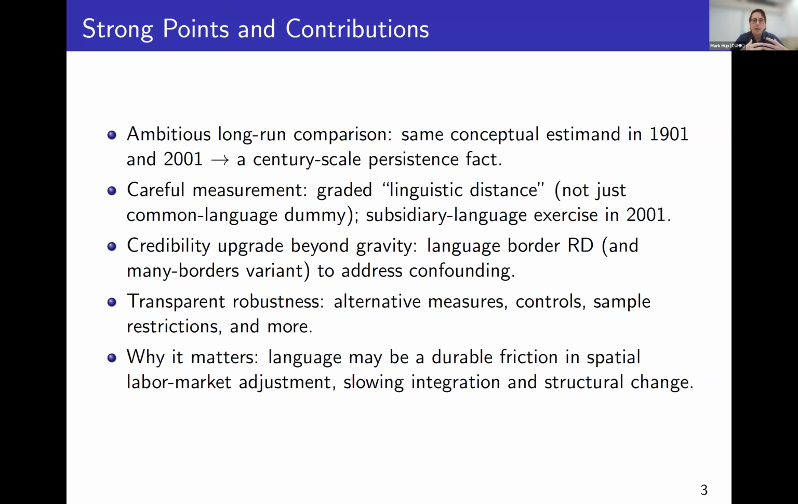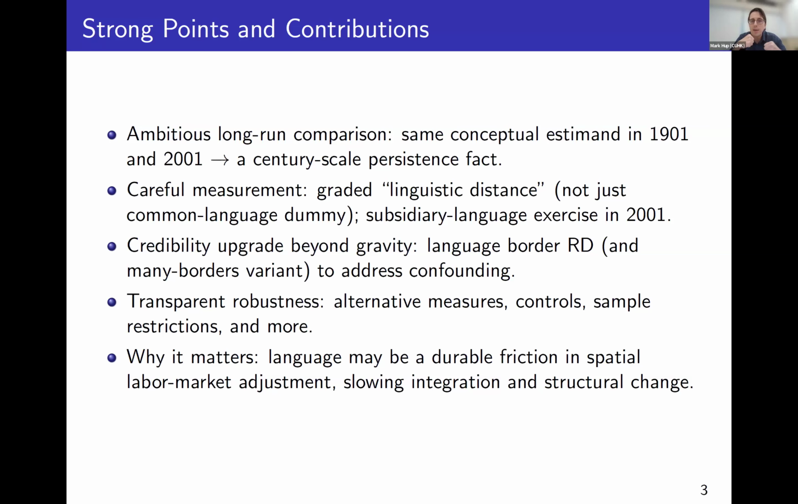I think they give an ambitious long-run comparison. They use the same conceptual estimate in both 1901 and 2001. And by doing that, they can present evidence on the century-scale persistence. They also used very careful measurements, so this graded linguistic distance rather than just a common language dummy, for example. And also in the later year, they can look at these subsidiary languages.